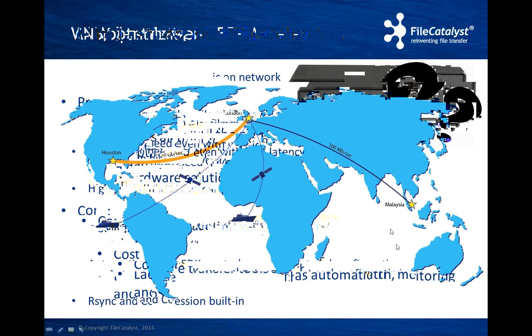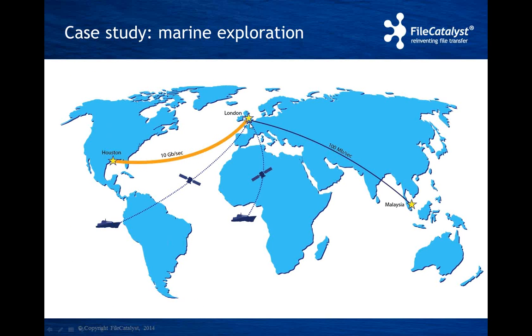So here's an example of how this has all worked. You've got your ships going around gathering data. They usually had satellite connectivity. Everything was delivered to London, where the data was analyzed and simulated, and then the final results had to be delivered to either Houston or Malaysia. Here you had the big fat pipes, and over here you had the smaller pipes.